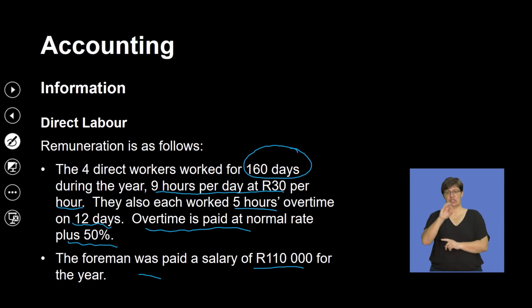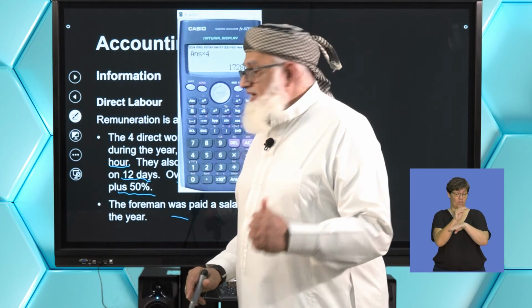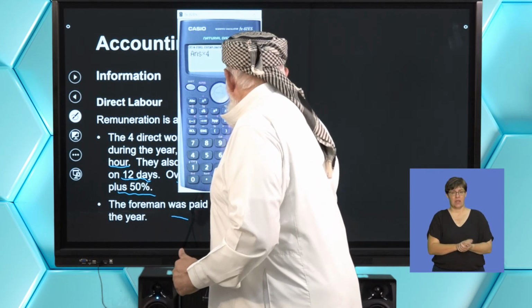So let's do this here. We've got the 160 days times 9 times 30. Okay, and that will give you 43,200 times 4 will give you a value of 172,800, right? Now remember, they also worked overtime, right? And what was the amount of overtime that was worked?